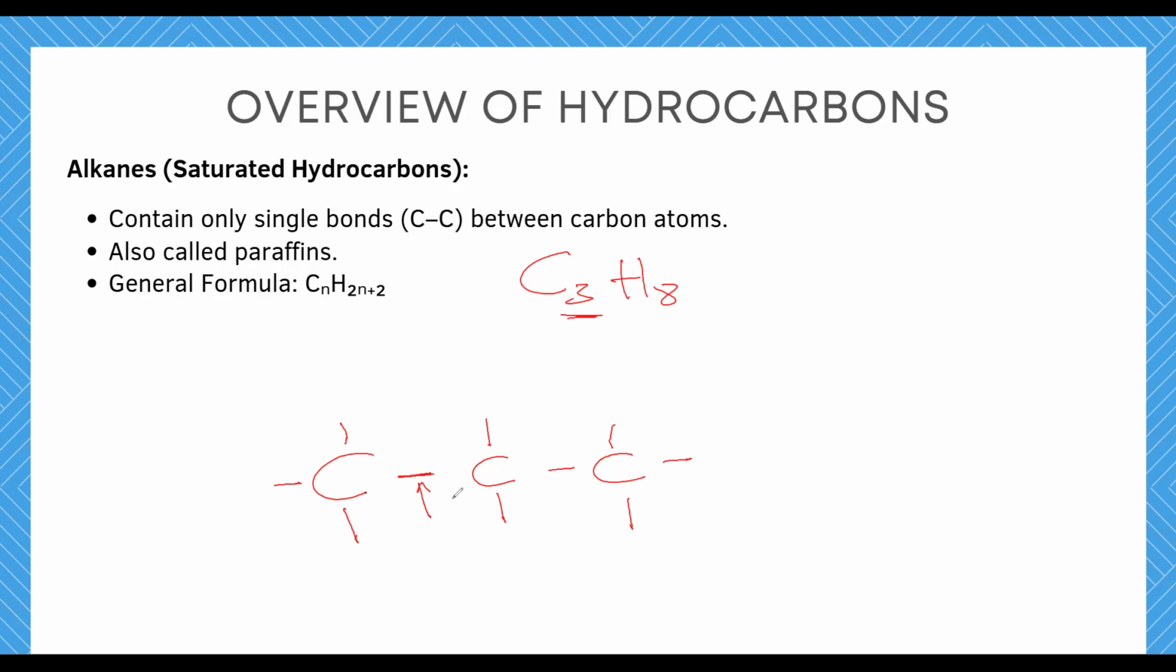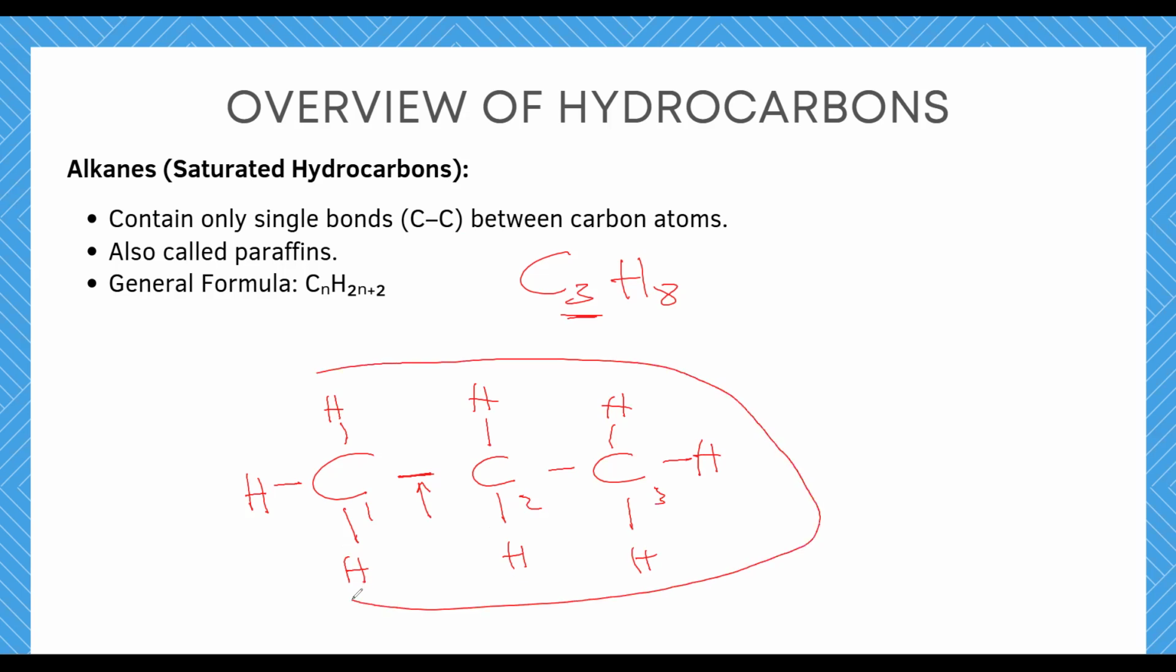Now, the next thing to do is just to add hydrogen atoms everywhere. This is 1, 2. Can you see what I'm doing? 3, 4, 5, 6, 7, 8. So if you count the number of carbon atoms, 1, 2, 3, and the number of hydrogen atoms will be 8. Did you see how we drew the structure?